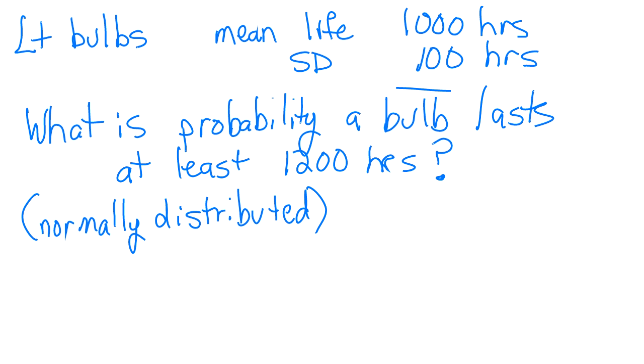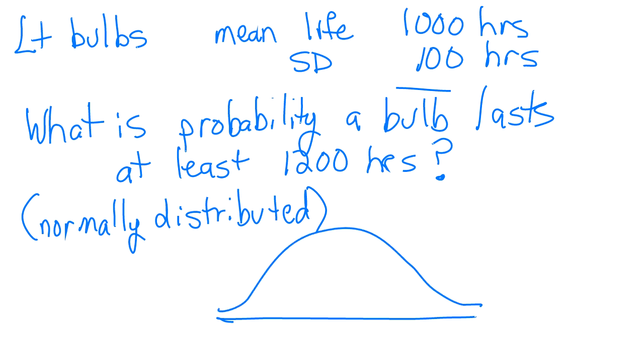All right, so let's draw a picture. There's not a lot of pictures in the material. So here's our normal curve. You should always draw a picture for every problem you have. It'll help you see what you're trying to find. Our mean is 1,000.